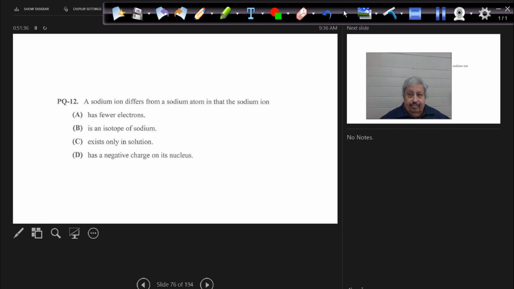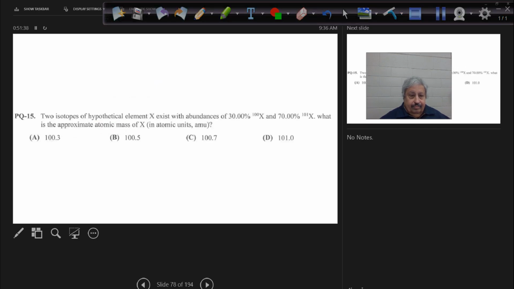So two isotopes of theoretical hypothetical element X exist with abundance of 30.00. The atomic mass is 100, and X this 100, and then abundance 70 for X 101. What is this one? I will wait. Let's calculate and tell me how much you got, and which one is correct.